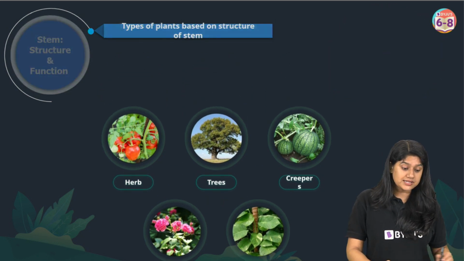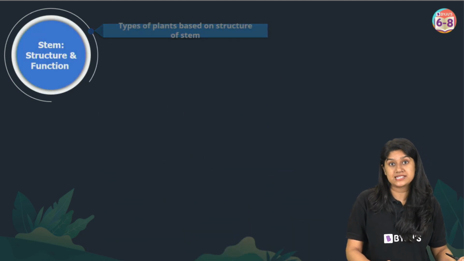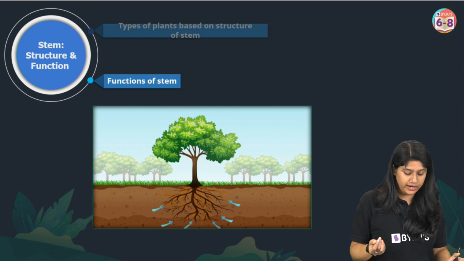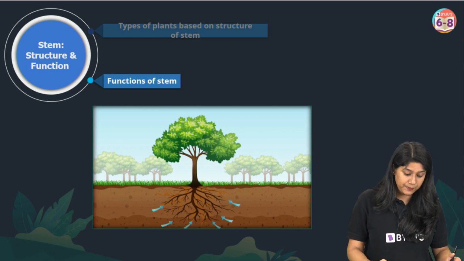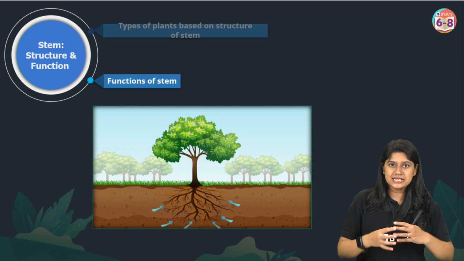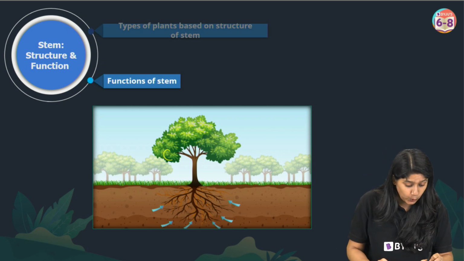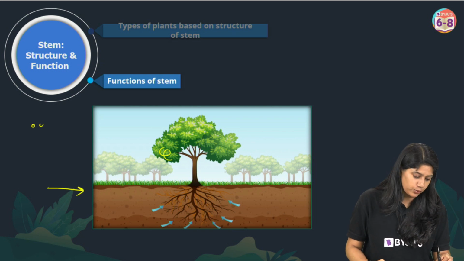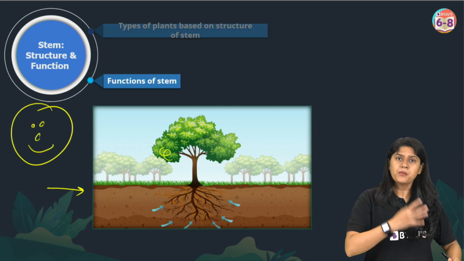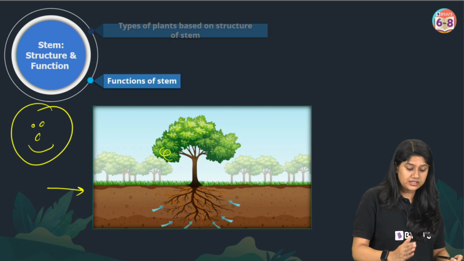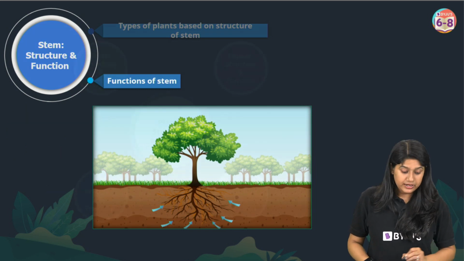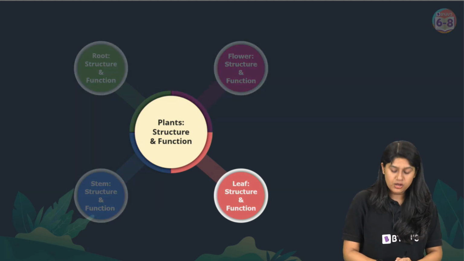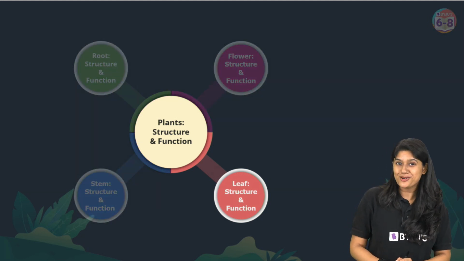Now that we are clear with this, let's discuss the functions of the stem. Now we know that the stem is above the ground, right? It helps in providing the structure altogether. It holds the leaves, fruits, and flowers, so it plays a very important role, right? And it provides support also. So these are the important functions of the stem. Now we have discussed the root and the stem, and now we'll be looking at the leaf, which is a very, very important part of a plant.